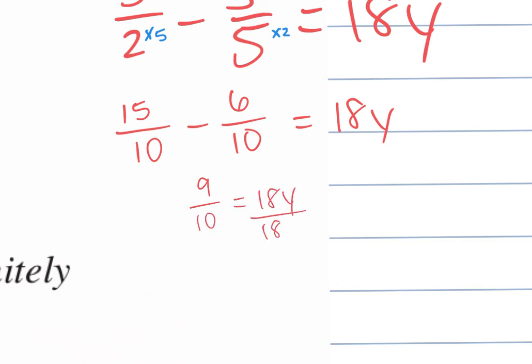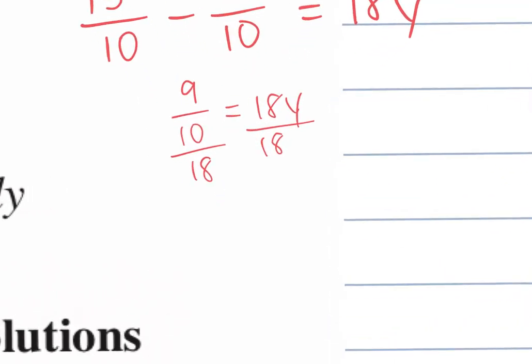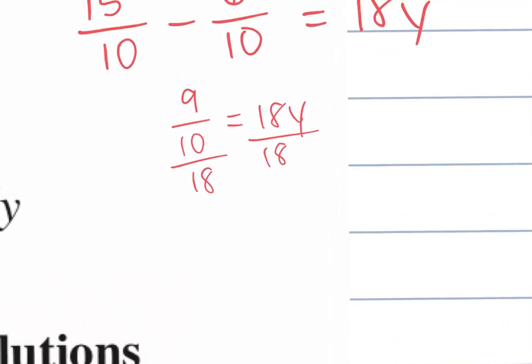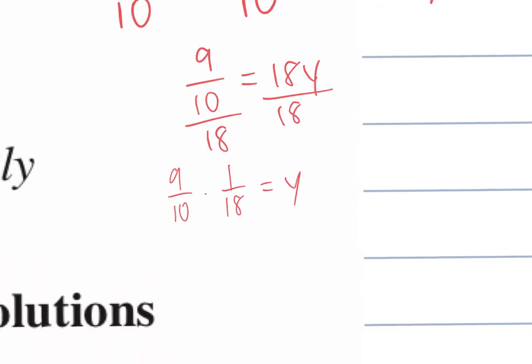Then we divide by 18, divide by 18. Now remember, we're dealing with fractions, so you can either think about it as keep, change, flip, or you can think about when you divide by a whole number, that's the same as multiplying by the reciprocal, which is 1 over 18. So this is 9 over 10 times 1 over 18, which is equal to y, because these 18s are going to cancel.